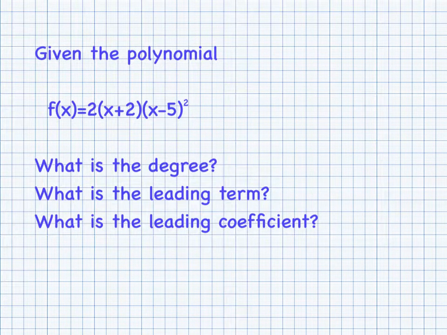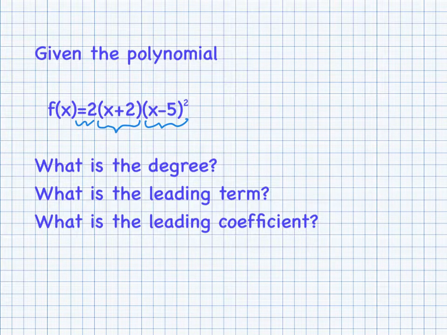So given the polynomial 2 times x plus 2 times x minus 5 squared, what is the degree? This one is a little bit trickier because this is not in standard form. This is in intercept or factored form. So this is a factor, this is a factor. So we've got 3 different factors here.